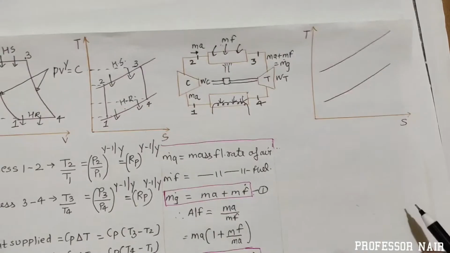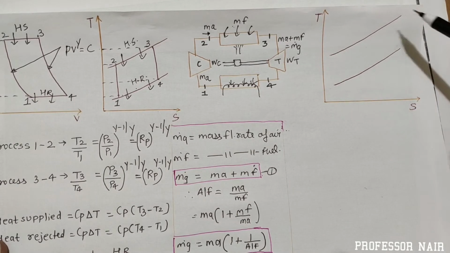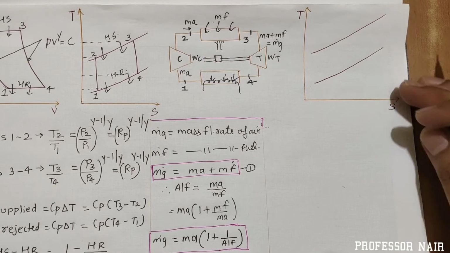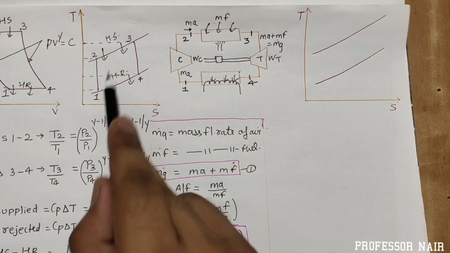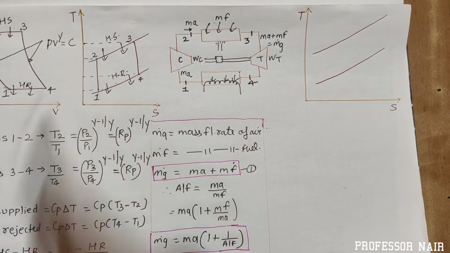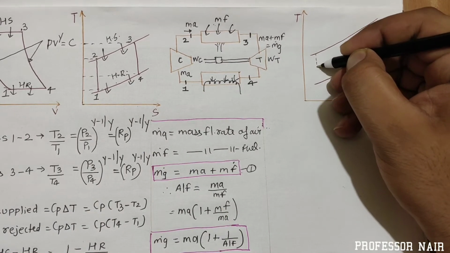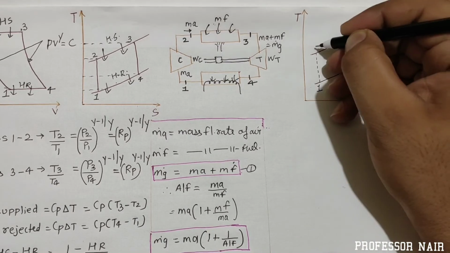This is the TS diagram for the actual gas turbine cycle. So we will compare the ideal cycle with the actual cycle. So see here, dear students, process 1 to 2. I will draw here process 1 to 2, the ideal process, and I will show it by a dotted line. So 1 and 2 here.